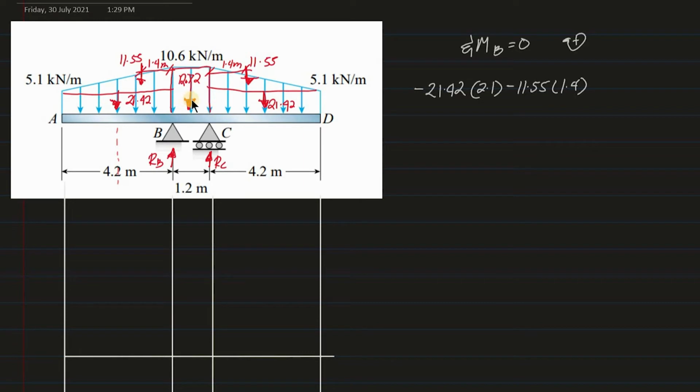1.4. Next, punta na tayo dito sa ating RB. Itong RB, of course, it will not create any moment, kasi naka-point na yan sa ating reference point. So, wala siyang perpendicular distance. It's 0, right? So, let's proceed sa ating 12.72.